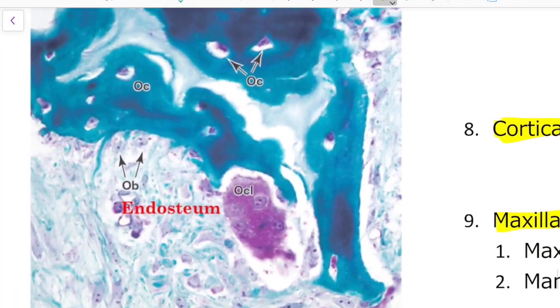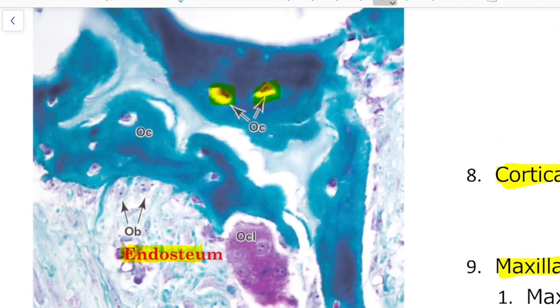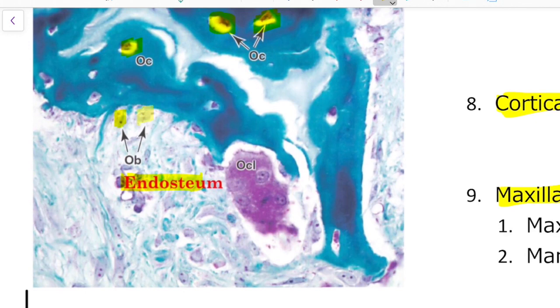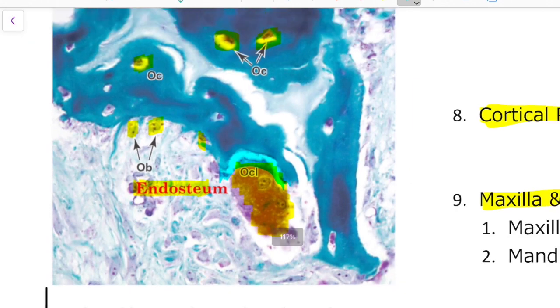Here we can see once again, you have the endosteum, you have osteocytes and lacunae that are stuck. This is your osteocytes once again. And then here you find in the periphery osteoblasts and some osteoclasts, and it has formed this kind of pool, and it might do resorption right there.